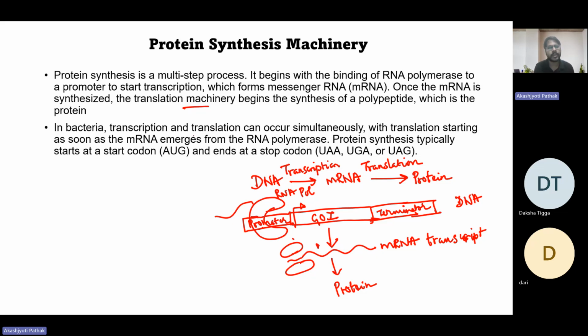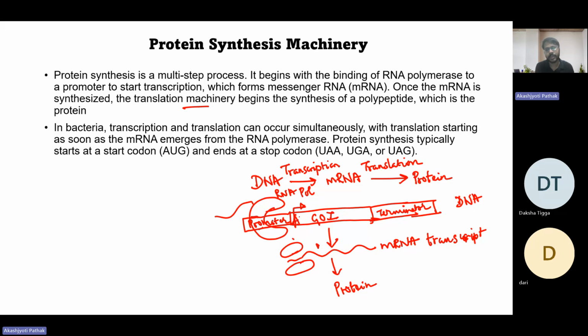Okay, one thing to note is that in bacteria, transcription and translation can occur simultaneously, with translation starting as soon as the mRNA emerges from the RNA polymerase. Protein synthesis typically starts at a start codon and ends at a stop codon. Okay, so now what is explained over here is that first of all, your RNA polymerase will come and bind to your promoter region. Then the transcription start site will have the sequence.